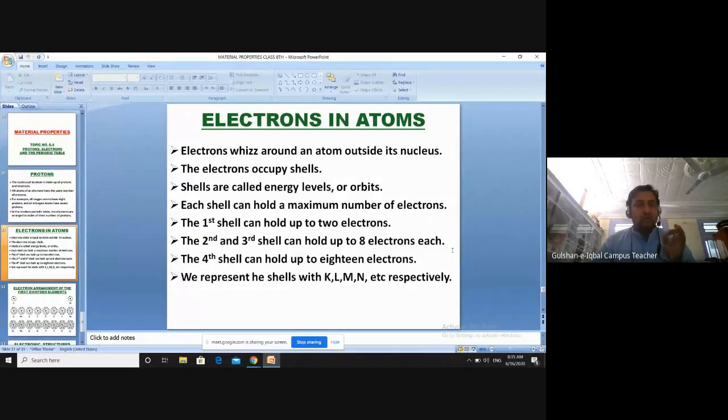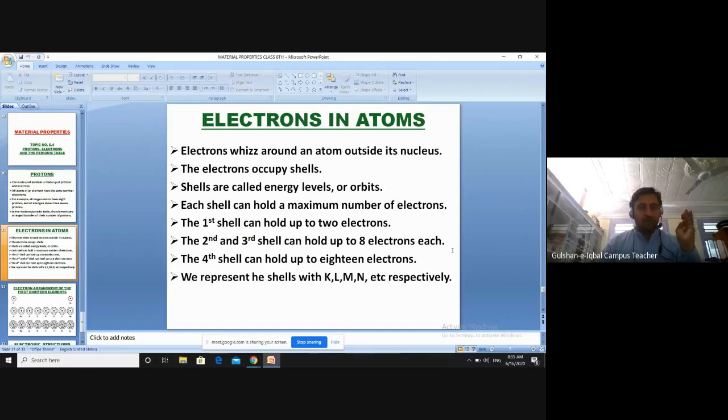The electrons occupy shells. The shells are also called energy levels or orbits. For example, if there are 2 shells, it means there are 2 energy levels or 2 orbits around the nucleus. Each shell can hold a maximum number of electrons. A particular shell, a particular orbit, can hold a particular number of electrons, not more than that.